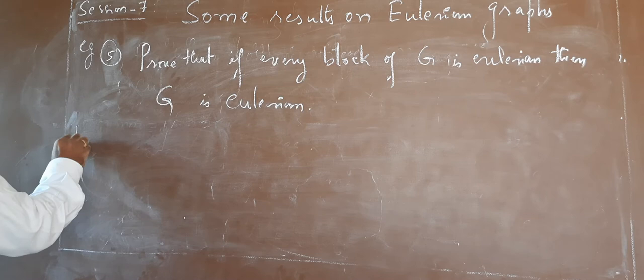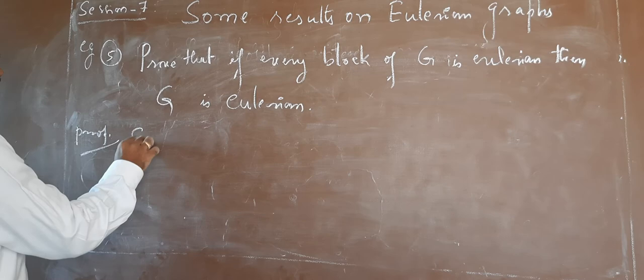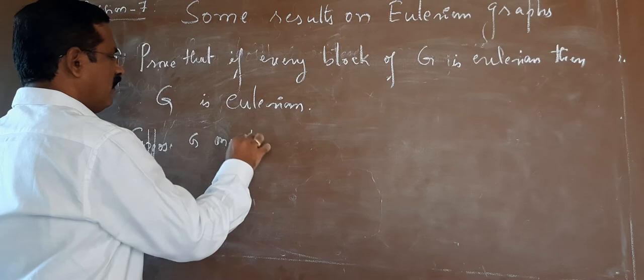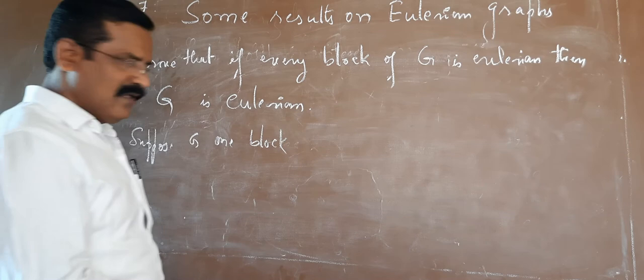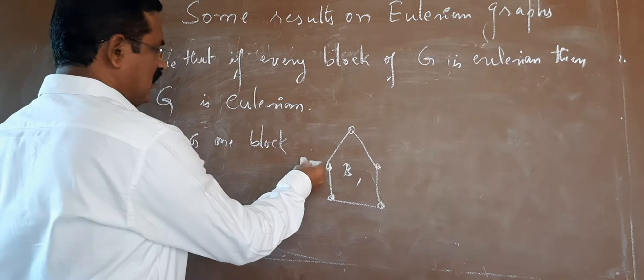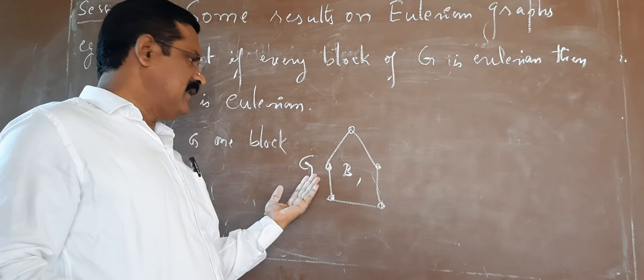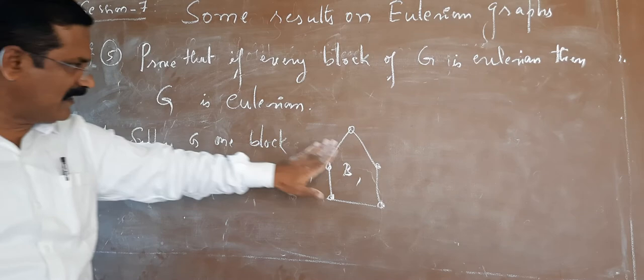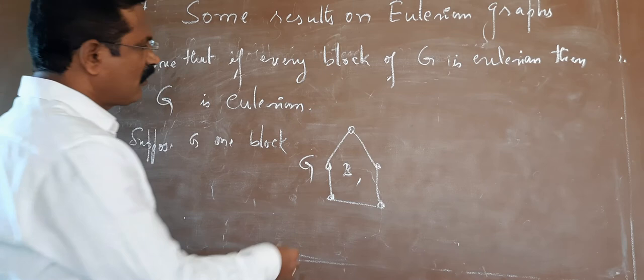How to prove this result? Proof is very simple. Suppose G has only one block. Then G itself is a graph. The block itself is a graph. Suppose this is the only one block, B1. Then this block itself is a graph G. If this is an eulerian graph, then obviously G is also eulerian. So in case only one block is there, and that block is an eulerian block, obviously the graph is also eulerian.